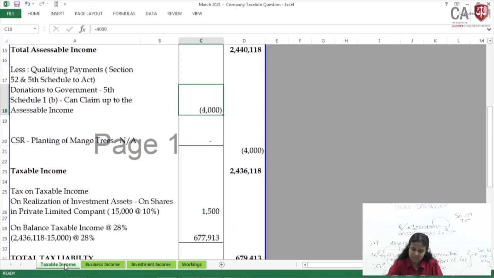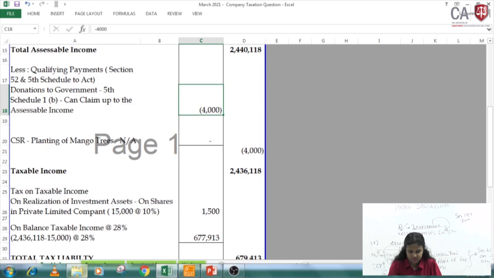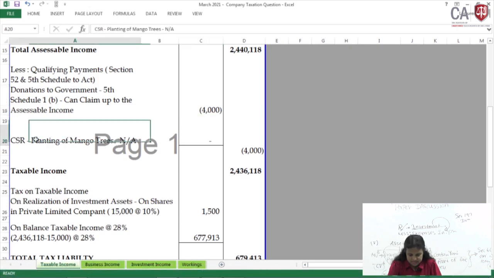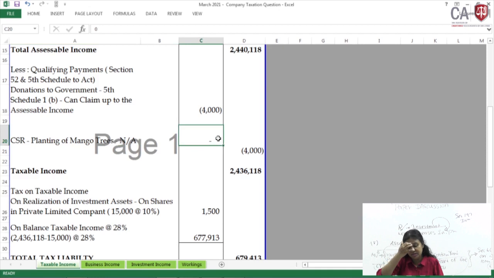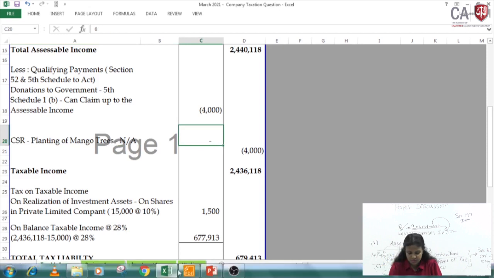For the time being, I don't know what my assessable income is, but I have taken the entire 4 million here before I miss that point. And the CSR activity on planting of mango trees is not permitted under qualifying payment, that also I have mentioned. Now that entire adjustment I have completed.